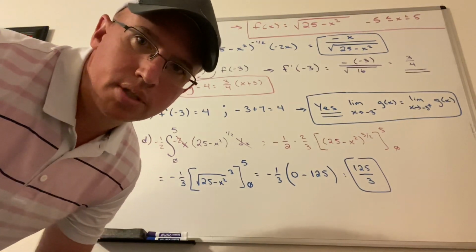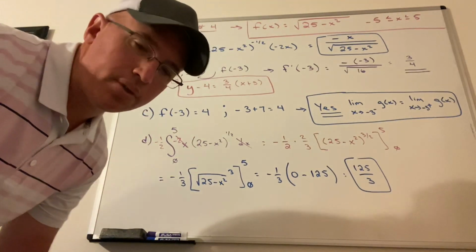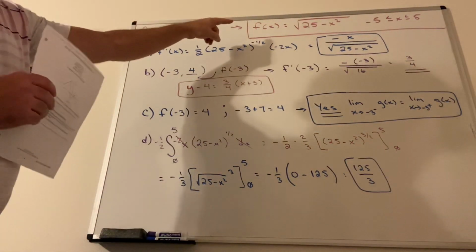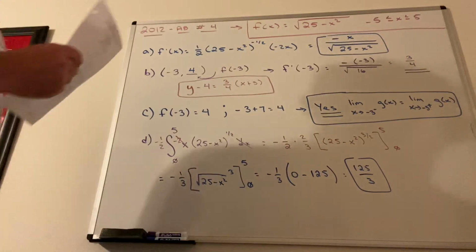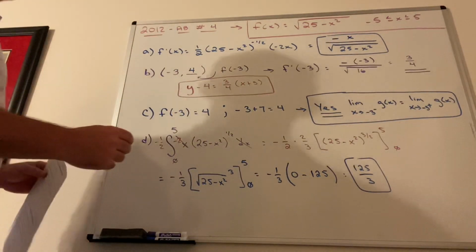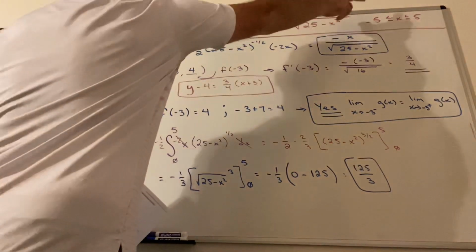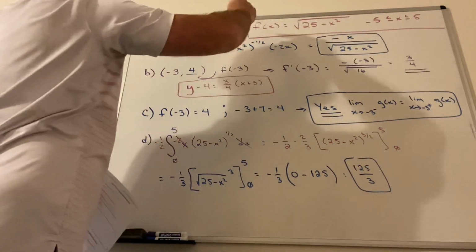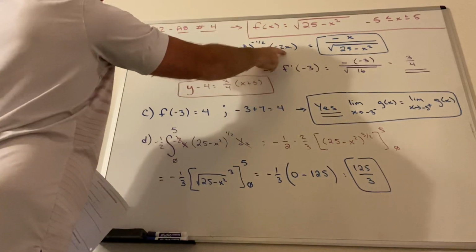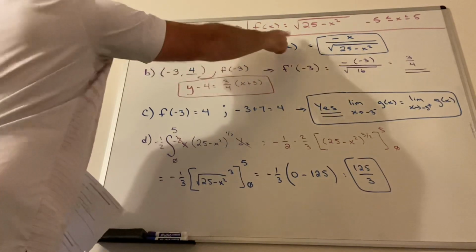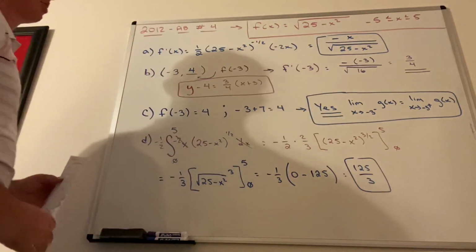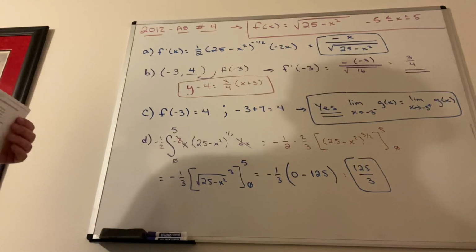All right, guys, this is question number 4 from the 2012 AB exam. On this one, you're given a function and you're given an interval. And part A says to find f prime of x. This one's super easy. So you just make that b to the 1/2 and then 1/2 times stuff to the negative 1/2 times the derivative of the inside. 1/2 and 2 cancel. So you're left with negative x upstairs and the square root of 25 minus x squared downstairs.